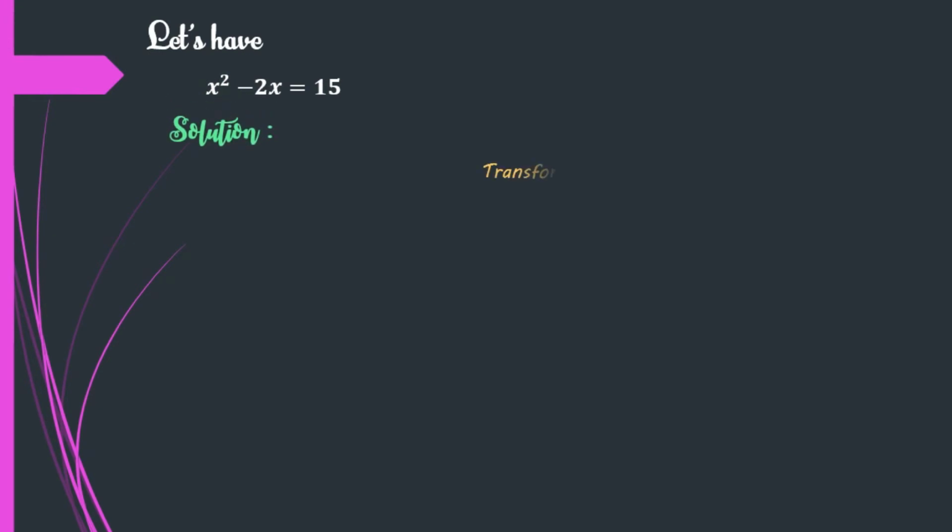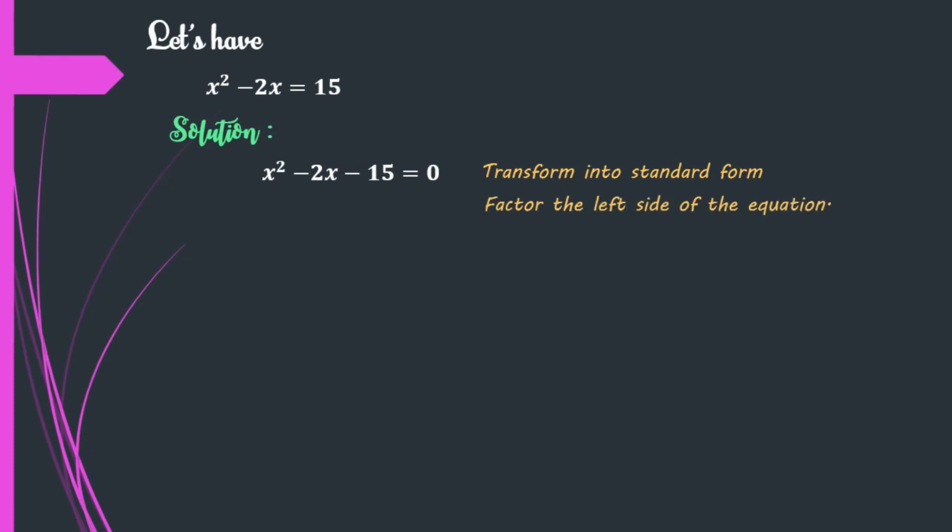So our solution transforms into its standard form. What is the standard form of this equation? We have x squared minus 2x minus 15 is equal to 0. Next step, factor the left side of the equation.